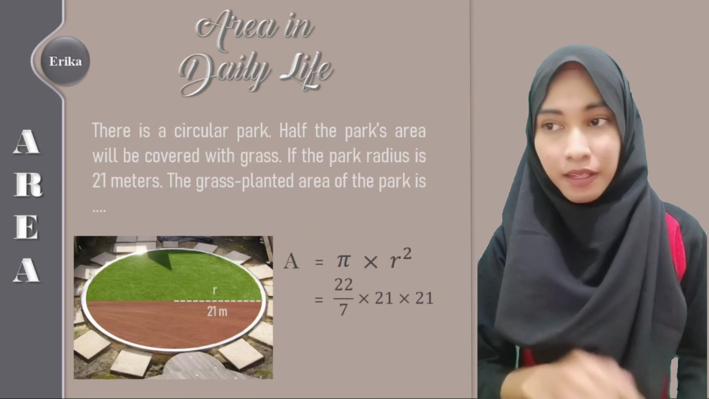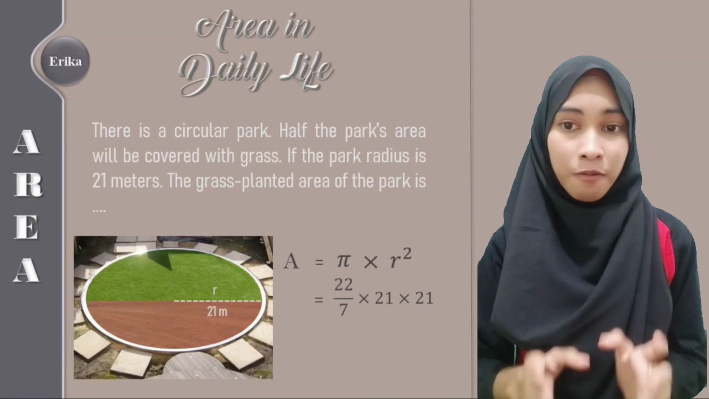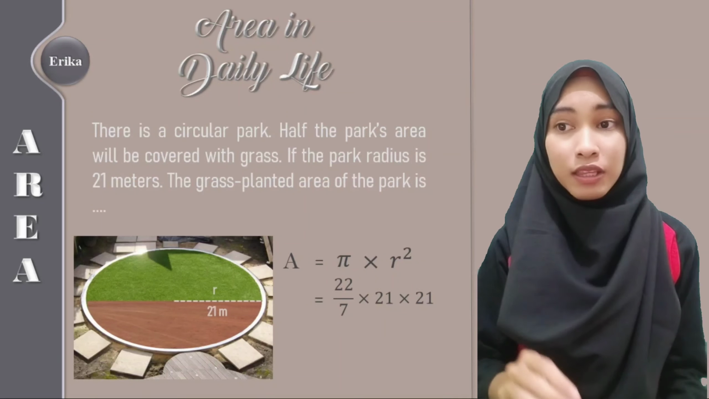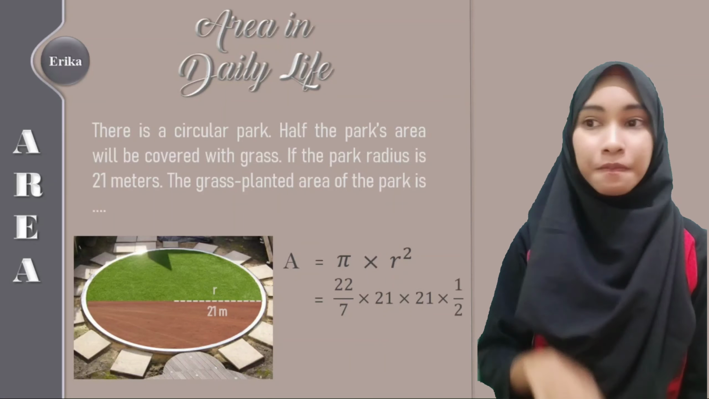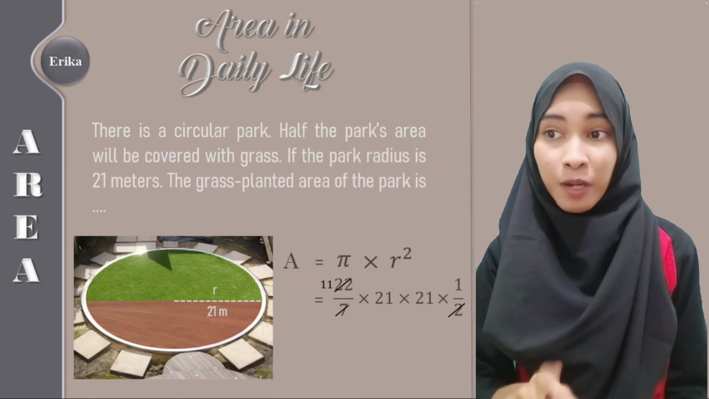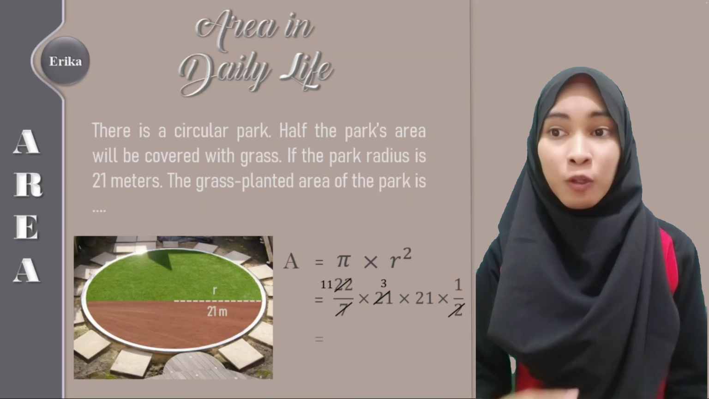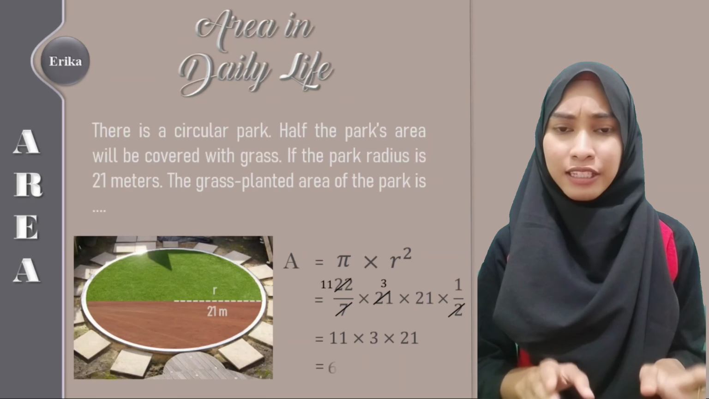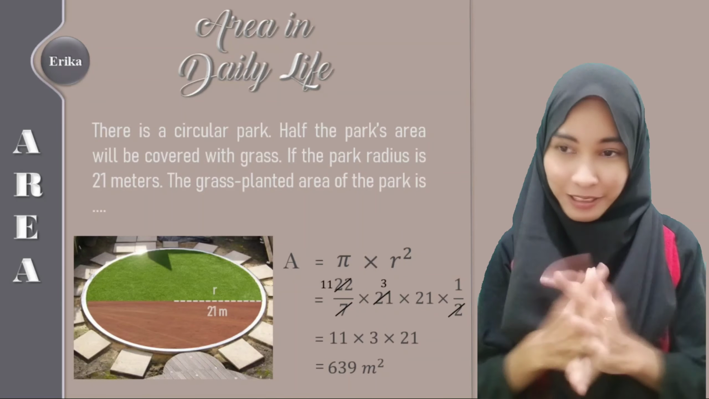Don't forget, the question asks us to find the area of the half park that is covered with grass. So in this case, we have to put a 1/2 in this formula. Like this. 22 divided by 2 equals 11. 21 divided by 7 equals 3. And then we multiply with 21. So the answer is 693 meters squared. Yes, we got this.